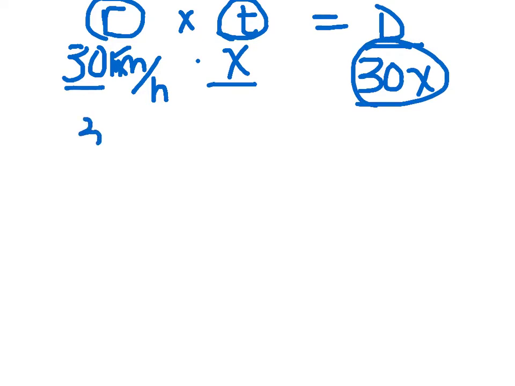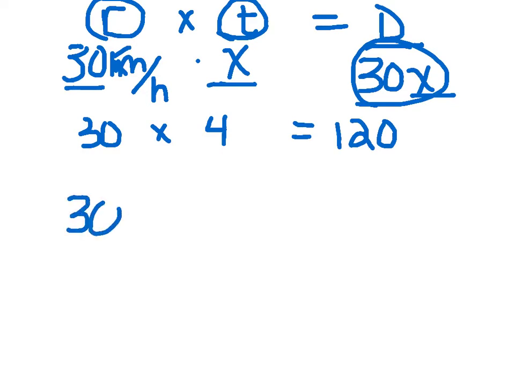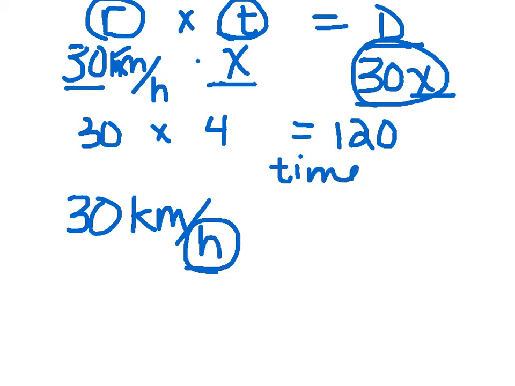Remember, 30 miles an hour times 4 hours gave me 120. Involving variables here doesn't take away the truth of that basic fact. Some other things I want to point out: if I were talking about 30 kilometers per hour, if my rate is in terms of hours, my time also has to be in terms of hours. So that can be kind of tricky.